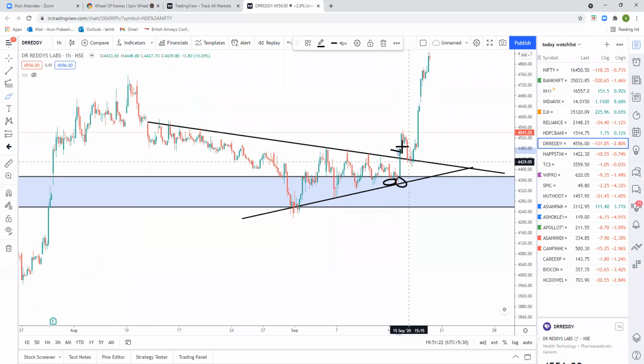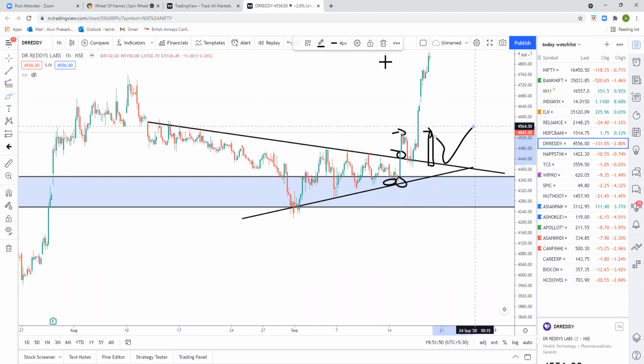So this is a perfect breakout trade where I will go for on any day because my risk is very less here. The breakout candle is not closing here. The breakout candle is closing closer to this trend line. So you can enter here. On days when the breakout candle closes here, I will not enter. In that case, I will wait for a retest.